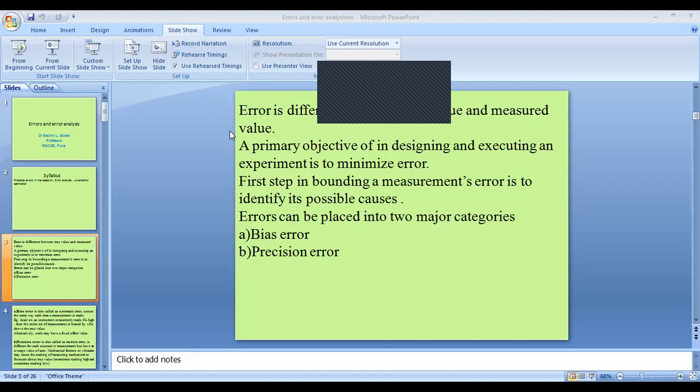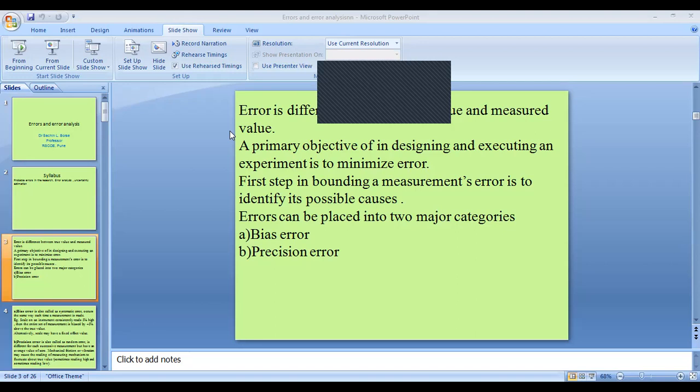Now we'll go for precision error. Precision error is also called a random error. With this type of random error, one time it will be plus, one time it will be negative, it will be fluctuating. If you take the average of random error, possibly the average will be 0. But it occurs on either side, and we cannot say which side it will occur on.